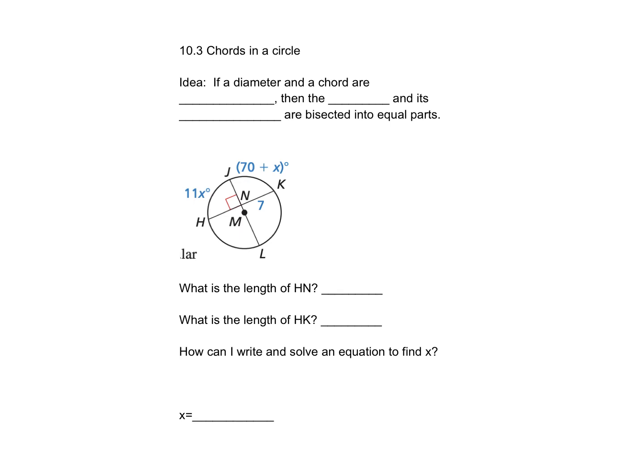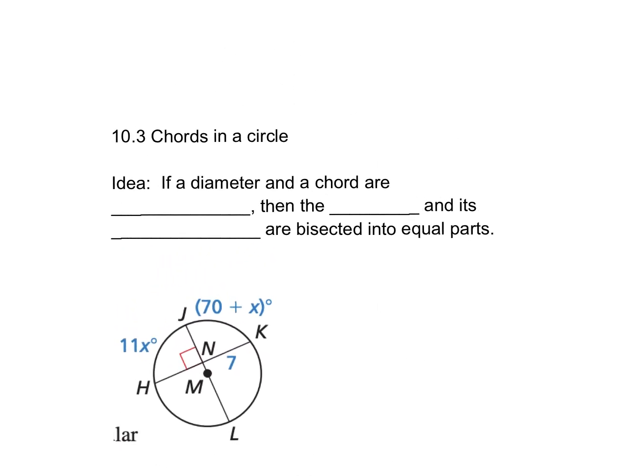Okay, so let's move on here to 10.3. We're going to start looking at chords in a circle, and specifically we are going to look at a diameter in a chord when they intersect. So if we look right up here, we have a diameter and a chord.